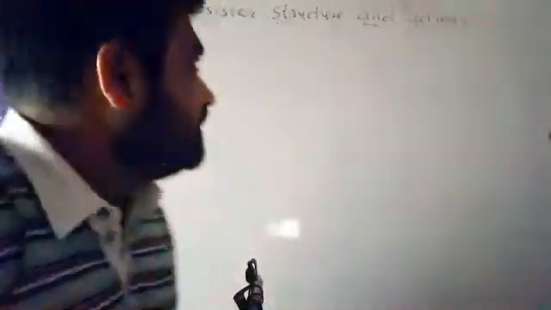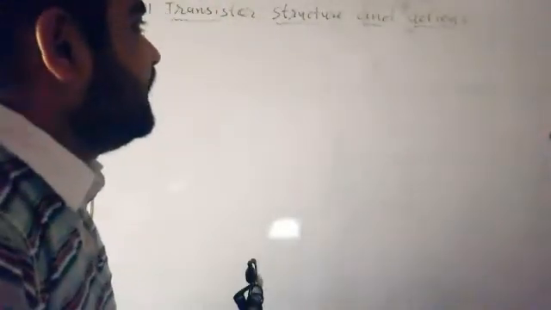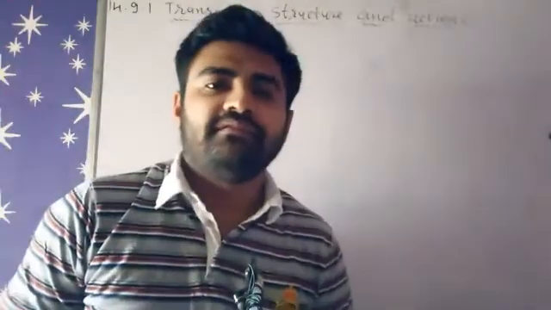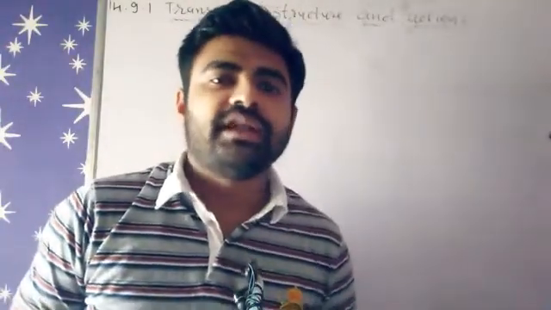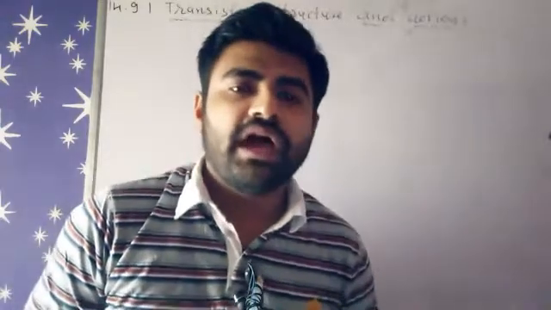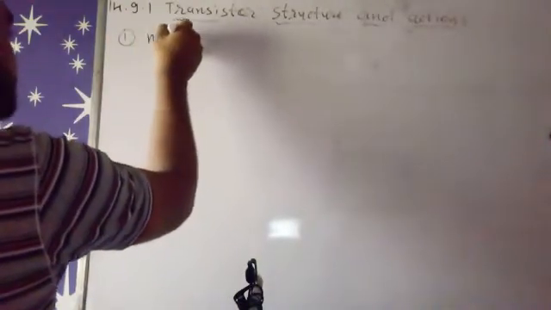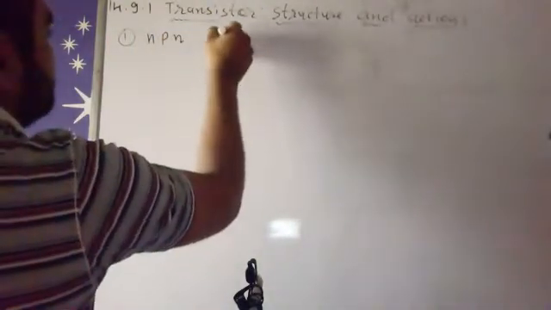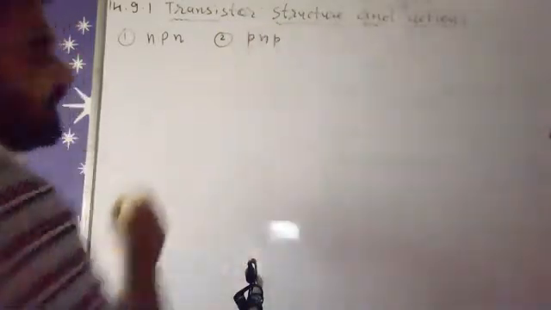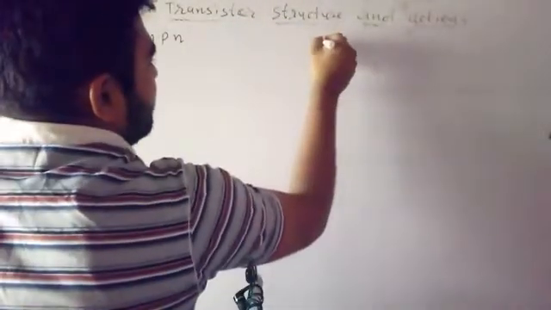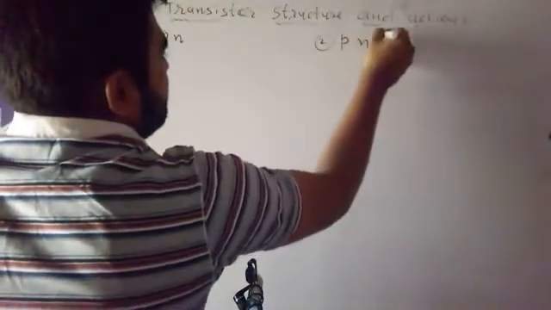So today our topic is transistor structure and action. Basically, we have two types of transistor, which are made up of PN junction diodes. Two PN junction diodes make one transistor, and we have two transistors. The first is the NPN transistor and the second one is the PNP transistor. Here the first one is NPN, and the second one here I am writing as PNP.